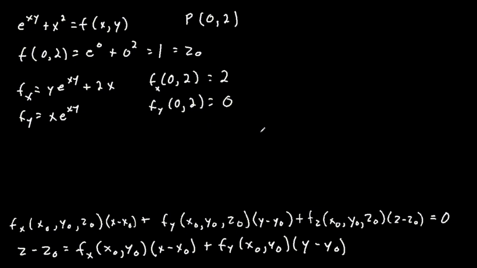Now that we have these, we can just plug it into this format of our equation of a plane or tangent plane. So z minus z null, we already found z null is 1. Z minus 1 is equal to our x partial value, which is 2, times x minus x null, which is just 0, so it's just 2x, plus 0 for our y value. So this is just 0 times y minus y null, which is 2, and 0 turns this into 0. So our final equation is z minus 1 is equal to 2x.